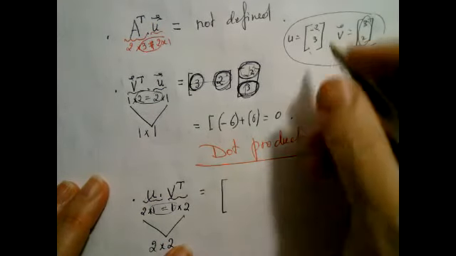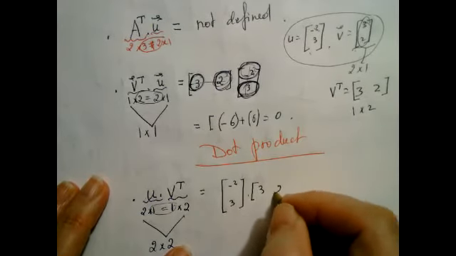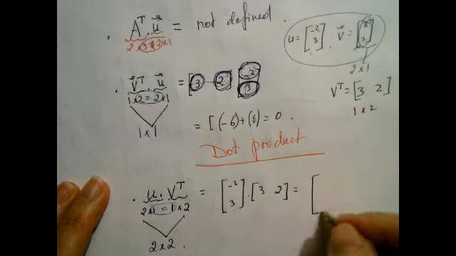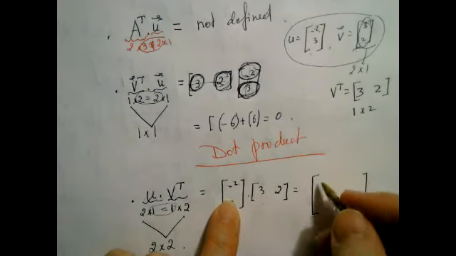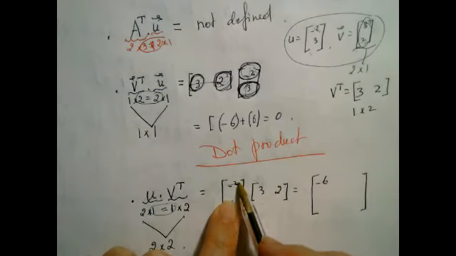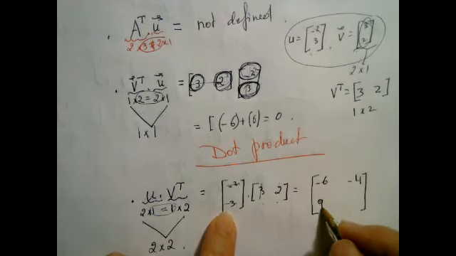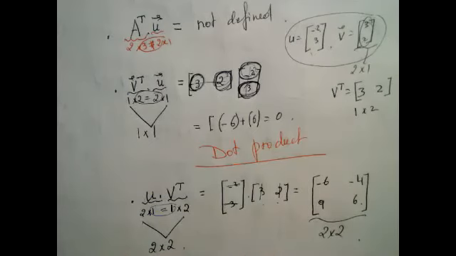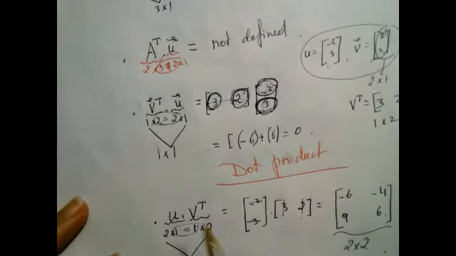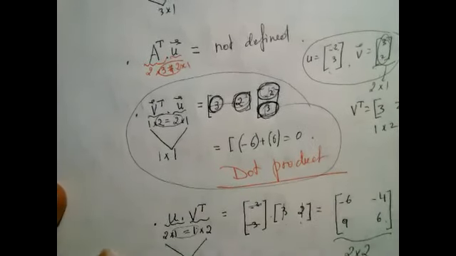So U is -2, 3. And V transpose is 3 and 2. And I need to get a 2 by 2. So let us multiply them. Row, column, row, column, row, column, row, column. And this is a 2 by 2. All right, so it's more of an application for multiplication, but basically you will see the idea of a transpose in your class in this context. It's seen a lot in this context.